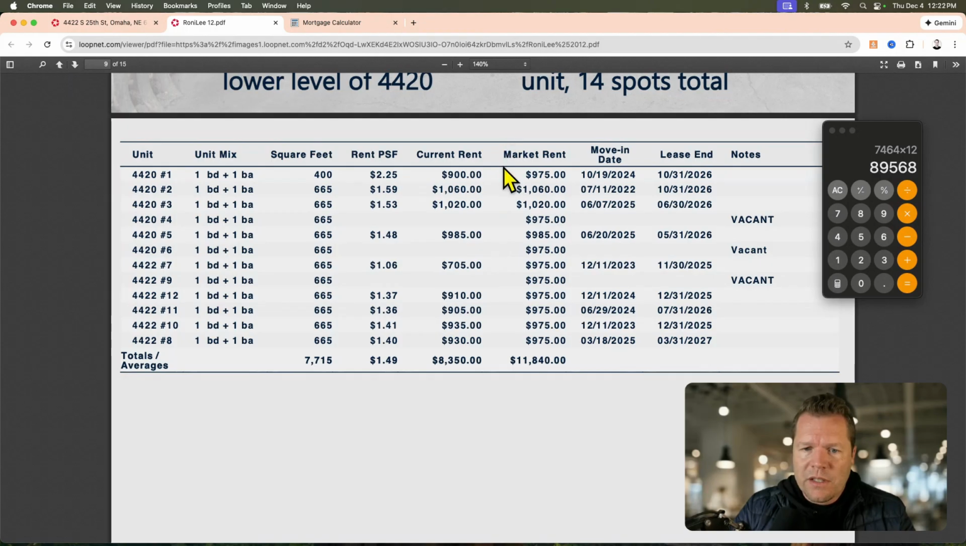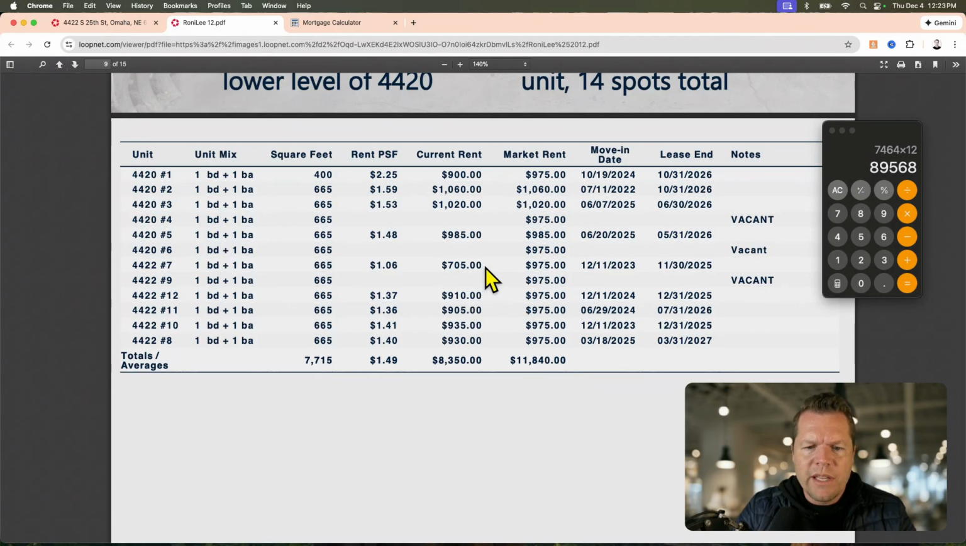So currently this month, $8,350 collected. The market rent, or the projection, they're claiming you could get $11,840 if everything was full. So, I mean, it doesn't seem far off. If they're already getting this high of rates, probably could get a little bit higher.